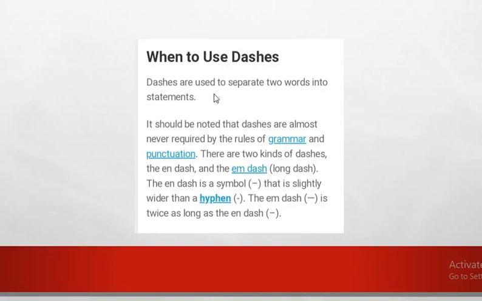When to use dashes? Dashes are used to separate words into statements. It should be noted that dashes are almost never required by the rules of grammar and punctuation. There are two kinds of dashes, the en dash and the em dash. Em dash means long dash and en dash is shorter than em dash. The en dash is a symbol that is slightly wider than a hyphen. The em dash is twice as long as the en dash.